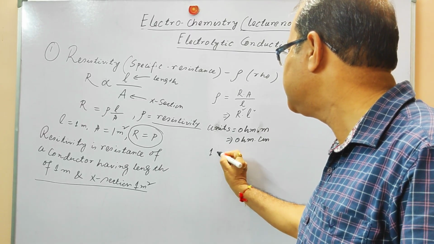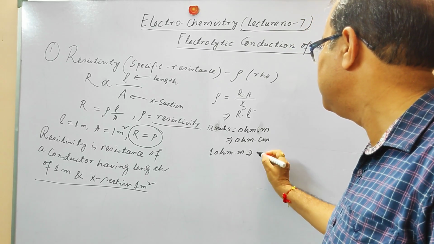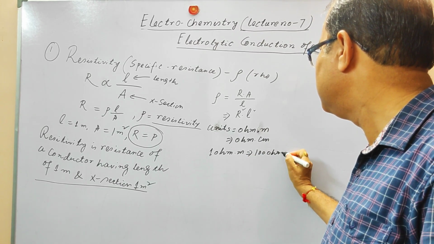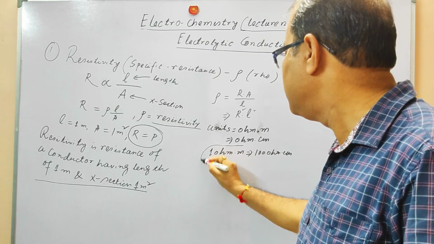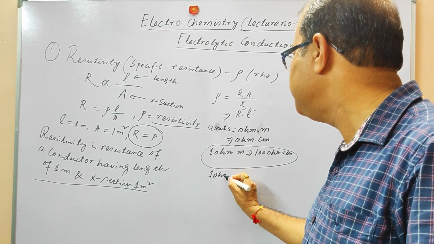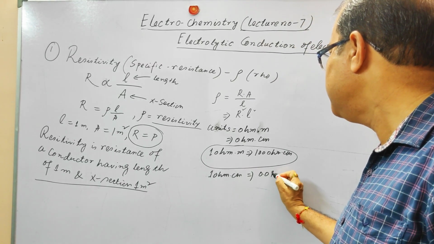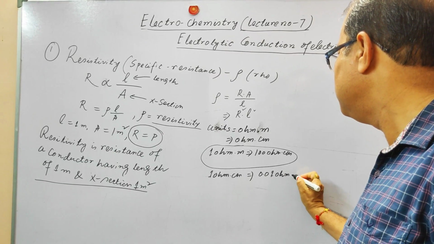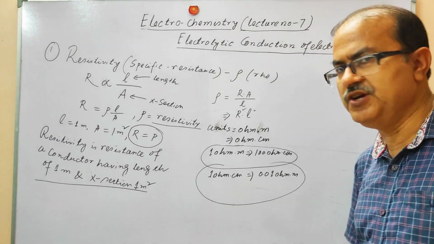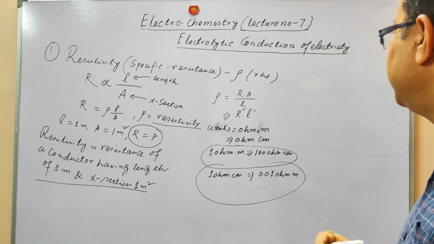What is the relation between this? 1 ohm meter is equal to 100 ohm centimeter. Okay? Or we can say 1 ohm centimeter is equal to 0.01 ohm meter. So this is the unit of the resistivity and the definition of the resistivity that we understand.